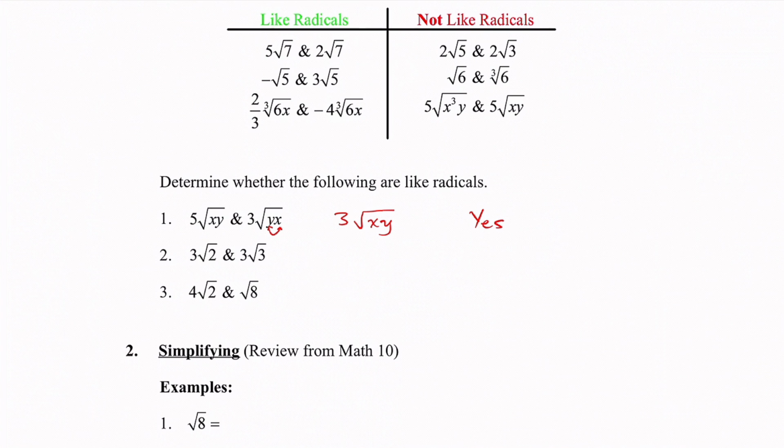For the next one, we've got square root 2, and then the second one has a square root 3. Those ones don't have the same radicand, so that one's going to be a no. And then the last one, we've got square root 2 and then square root 8. Now with that one, they don't look the same either. So I'm going to put no, but sometimes we can actually simplify to get them to be like radicals. This one we can actually simplify, and we're going to see how we can do that in this next part, but for right now, it is not a like radical.